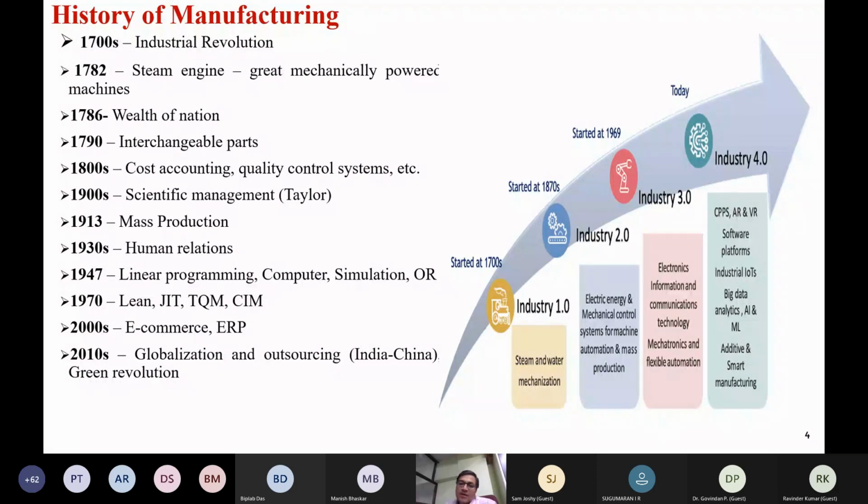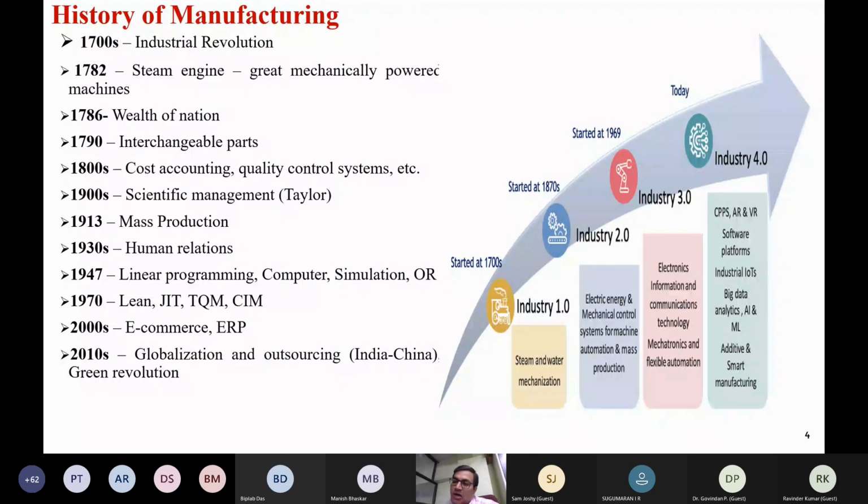After some years, it was named Industry 2.0. What kind of activities were done in that era? Electric energy, mechanical control systems for machines, automation and mass production. And then in 1969, it was named 3.0, the era of Industry 3.0. Electronic information and communication technologies were introduced in manufacturing: mechatronics, flexible automation and other techniques, quality management and all other things were involved in manufacturing practices.